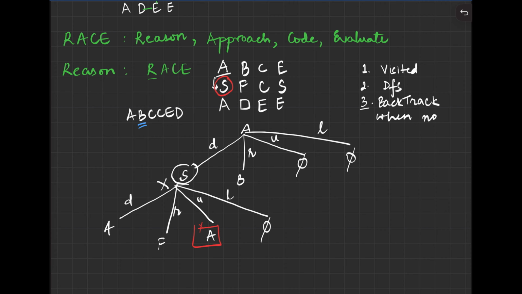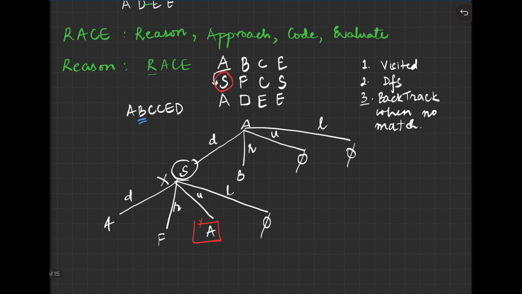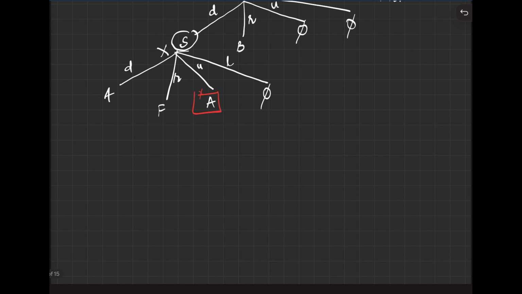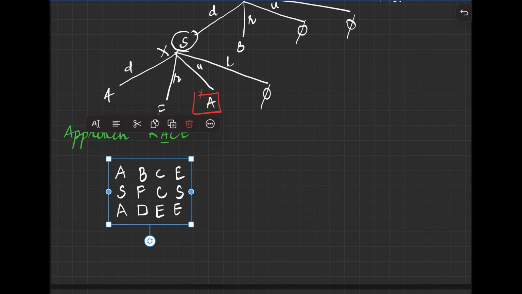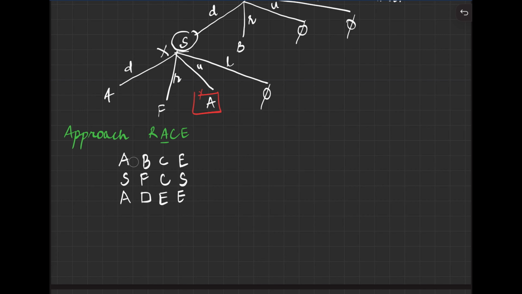Let's move on and dive into the approach section. If we look at our example once more and see that this is where the answer is, let's try to create the tree from this and we'll try to understand how the approach will go from there.